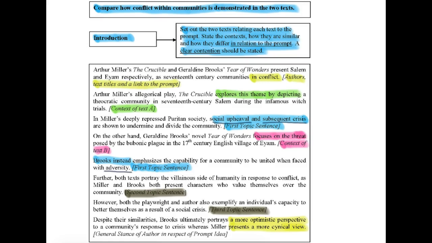Okay, and then a general overview of the author's stance on the prompt to finish off the introductory paragraph. Okay, let's have a look at another prompt and how the introduction might look for that prompt. Just a second.